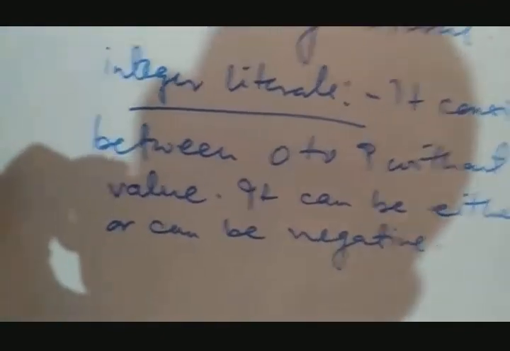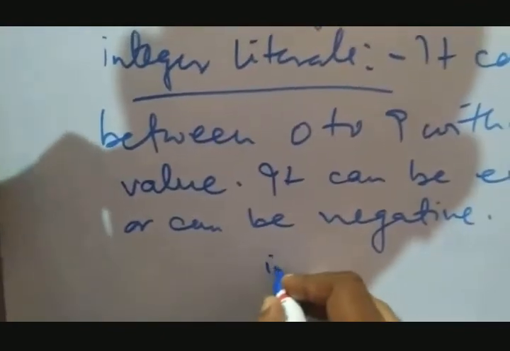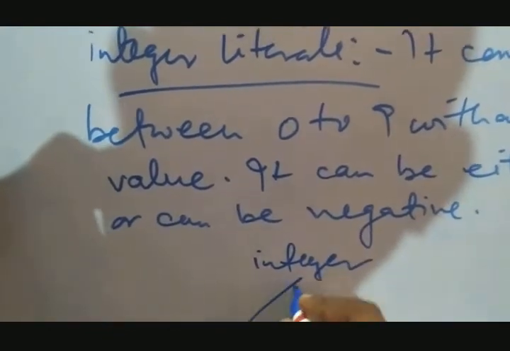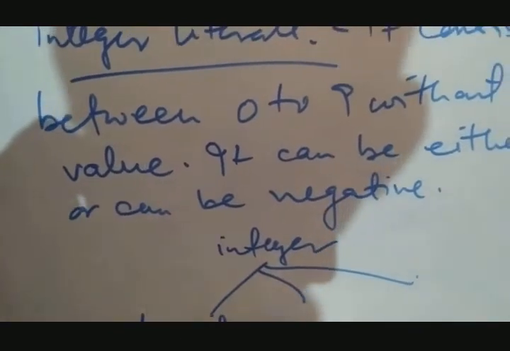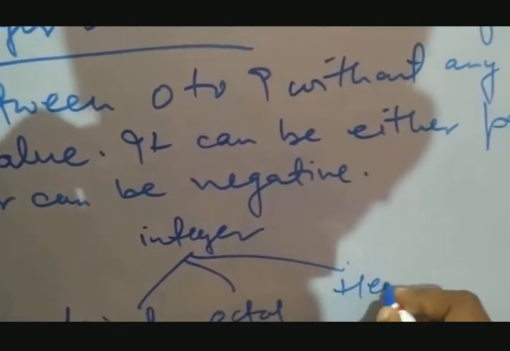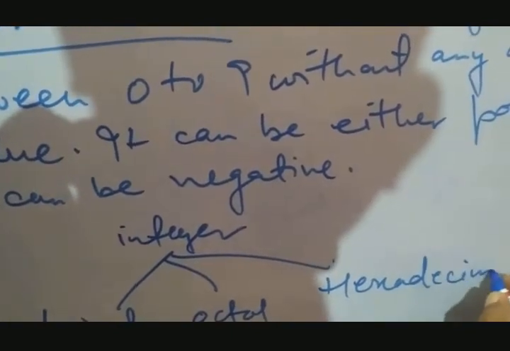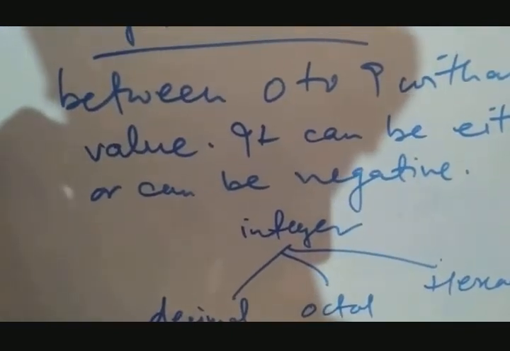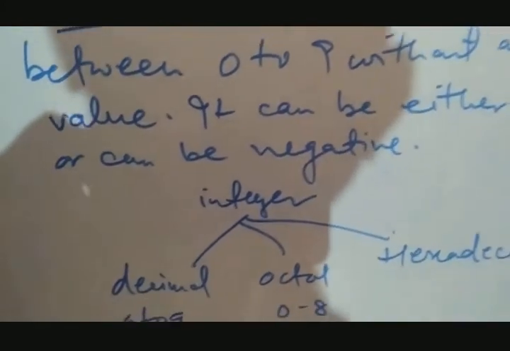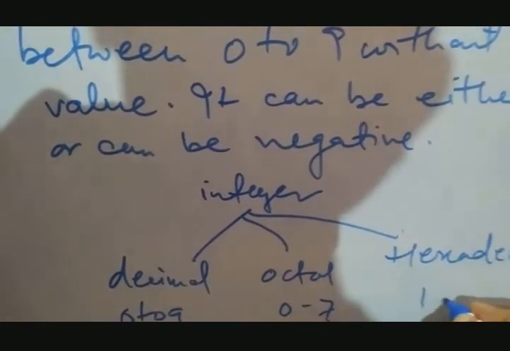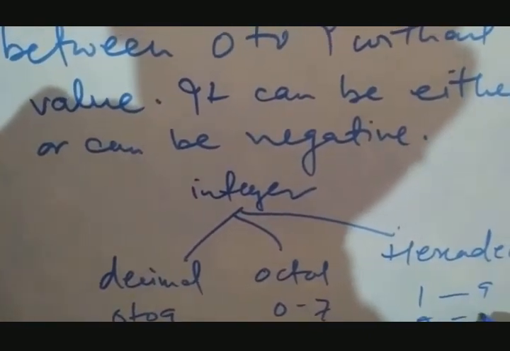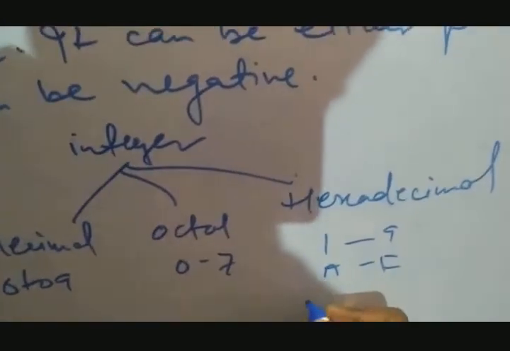Now what are the rules? Integer literals again are of three types, as you people know: decimal, octal and hexadecimal. Decimal is from 0 to 9, octal 0 to 7, so 8 is not included, and hexadecimal is 0 to 9, then A to F. Now its base is 16, its base is 8, its base is 10.